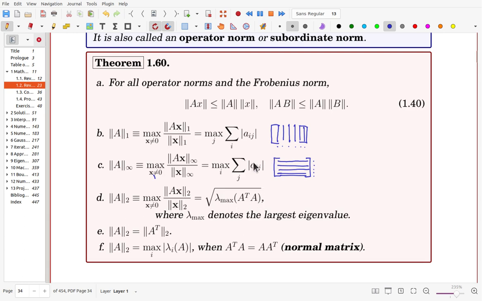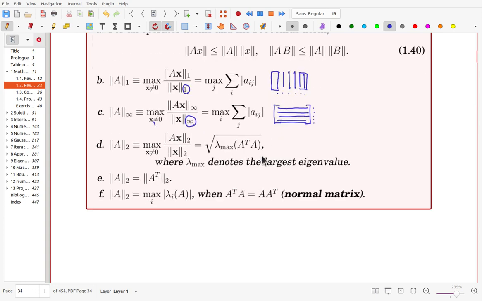Now for the 1 norm and infinity norm, you can get them quite easily. This is a vertical summation, so 1 is vertical. Now this is horizontal summation. This infinity notation is somewhat horizontal, right? So that you cannot be confused. Okay.